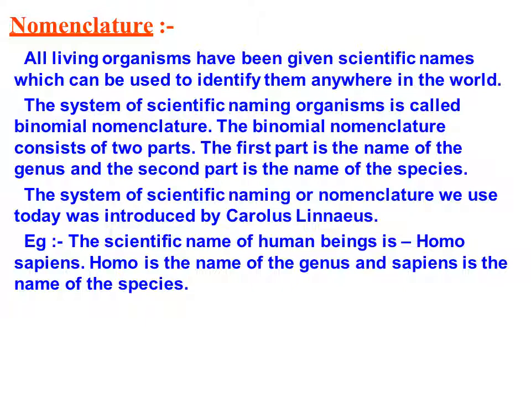So this was all about nomenclature, and the chapter which we discussed about classification, or diversity of living organisms. We have classified plants and animals also. So this was all about diversity of living organisms. Thank you.